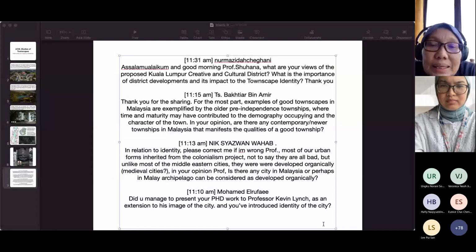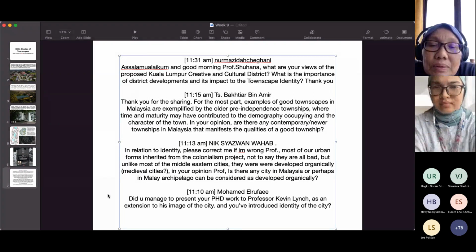And for the next question, in relation to identity, please correct me if I'm wrong. Most of our urban forms are inherited from the colonial urbanism project, not to say they are all bad, but unlike most of the Middle Eastern cities, which were developed organically. In your project, is there any city in the Malay archipelago that can be considered as developed organically?